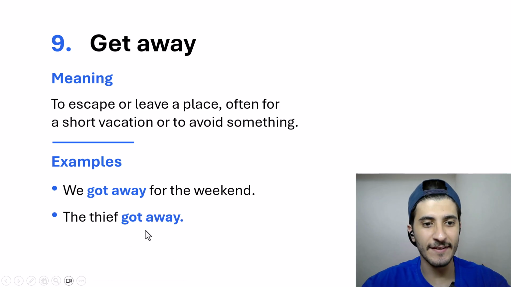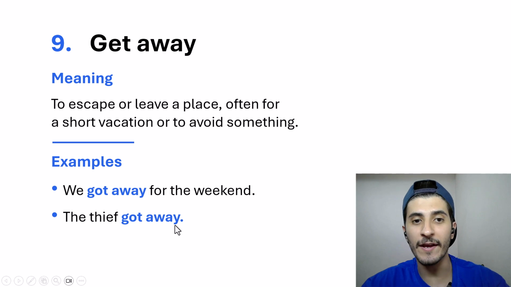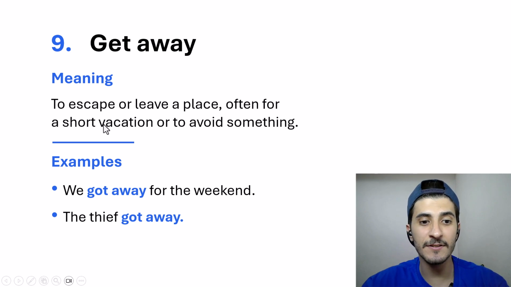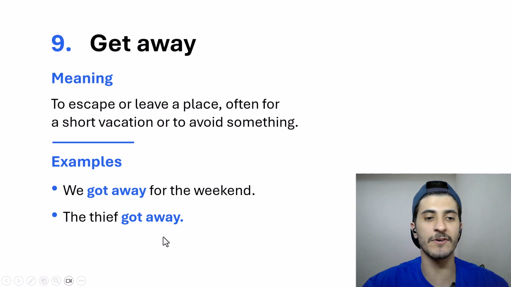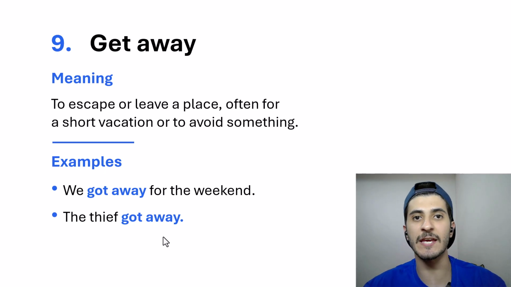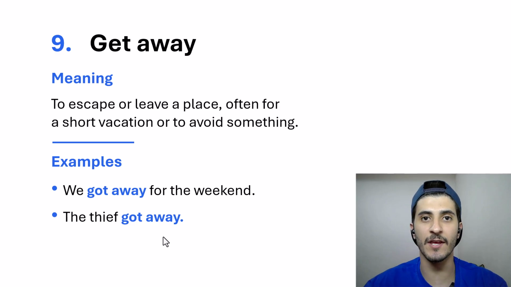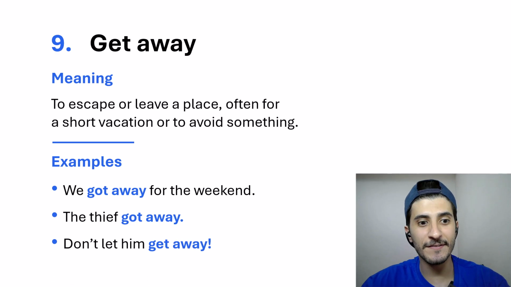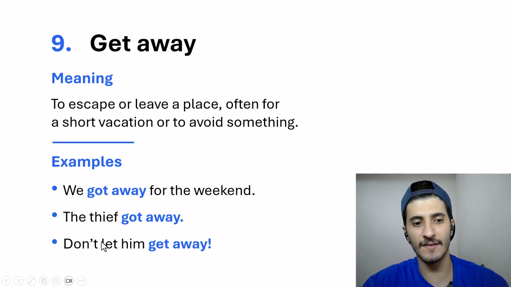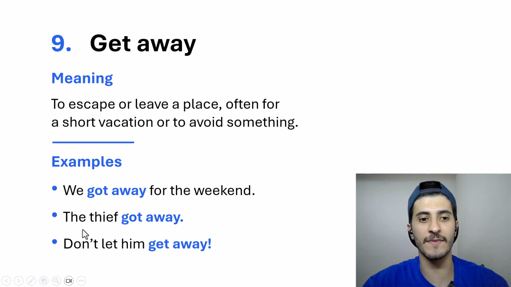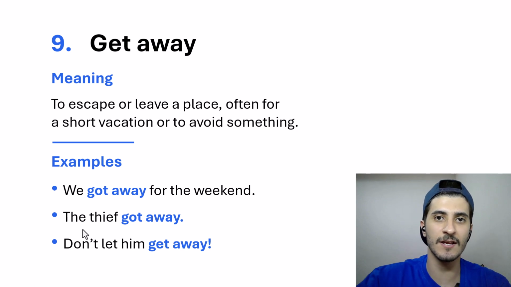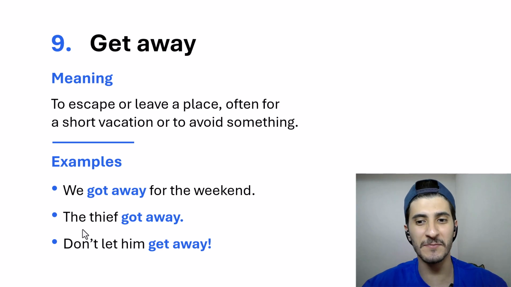And another example is, the thief got away. The thief escaped and got away. It means, for example, the thief robbed someone and could escape, could run away, could get away, and nobody was there to arrest him. And another example, don't let him get away. Don't let him get away. That's like the second example, and it means you shouldn't let the person get away, run away, or escape.